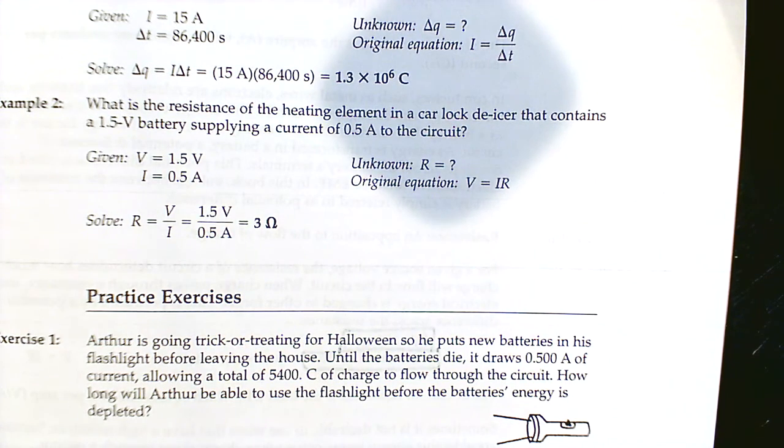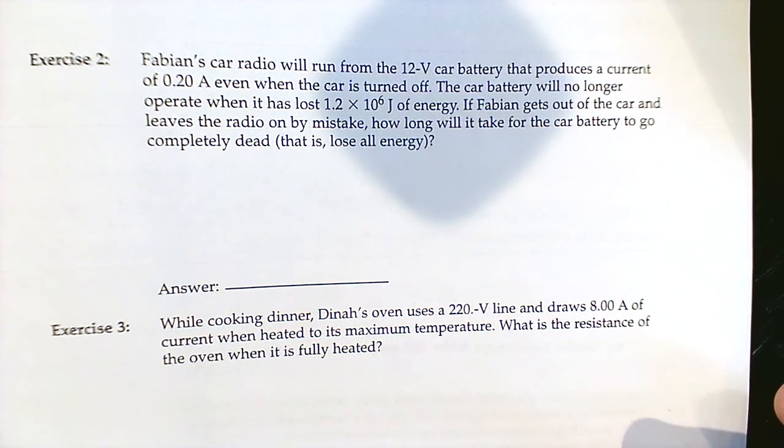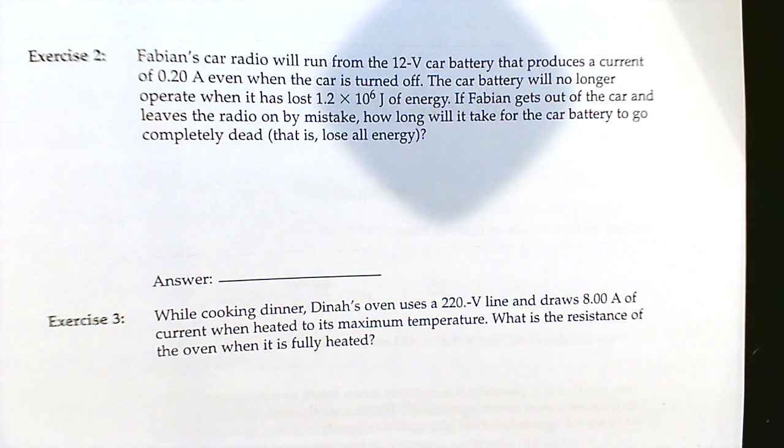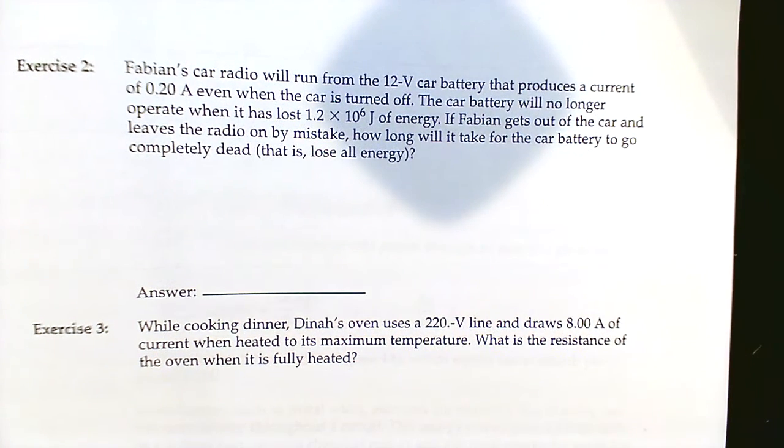And I also want to do one more, just because I think it was an unnecessarily tough one. And that's exercise 2. So here we go on that one. Fabian's car radio will run from the 12 volt battery that produces a current of 0.2 amperes even when the car is turned off. The car battery will no longer operate when it has lost 1.2 joules of energy. If Fabian gets out of the car and leaves the radio on by mistake, how long will it take for the car battery to go completely dead?